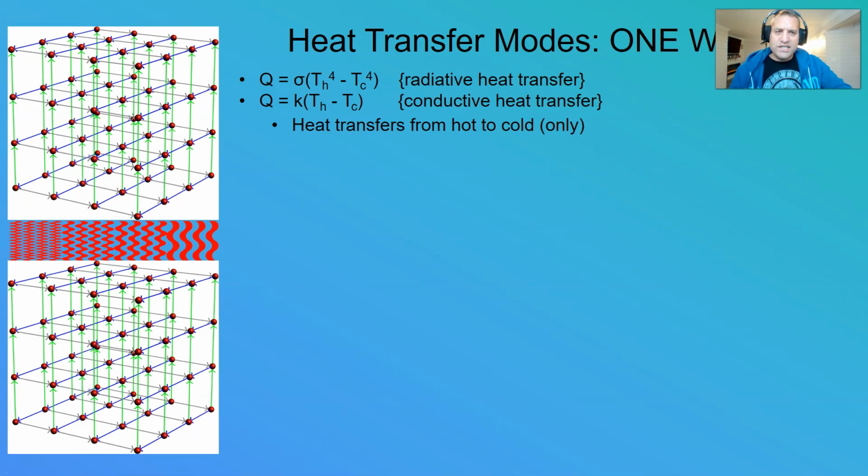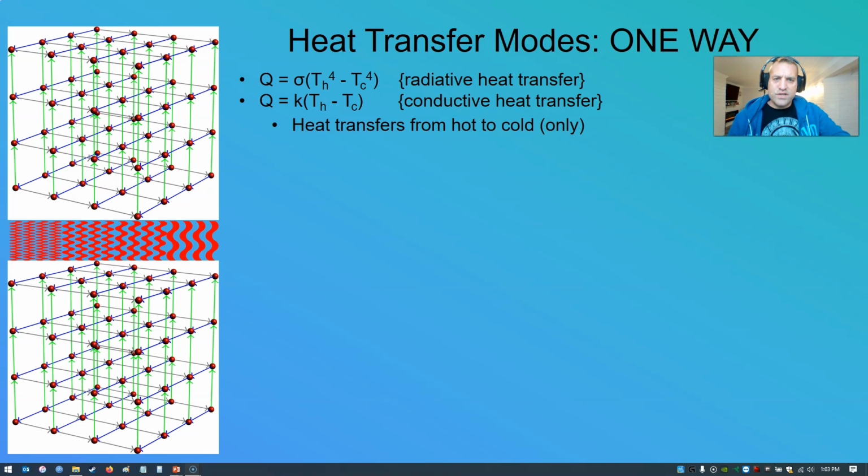So, heat transfer modes. Heat transfers only one way, as we know. If we look at these two equations, a radiative heat transfer equation and a conductive heat transfer equation, we can see that they actually look just the same. You have a hot object, subtracting the energy of a cold object from the energy of a hot object, and the difference between those is Q.